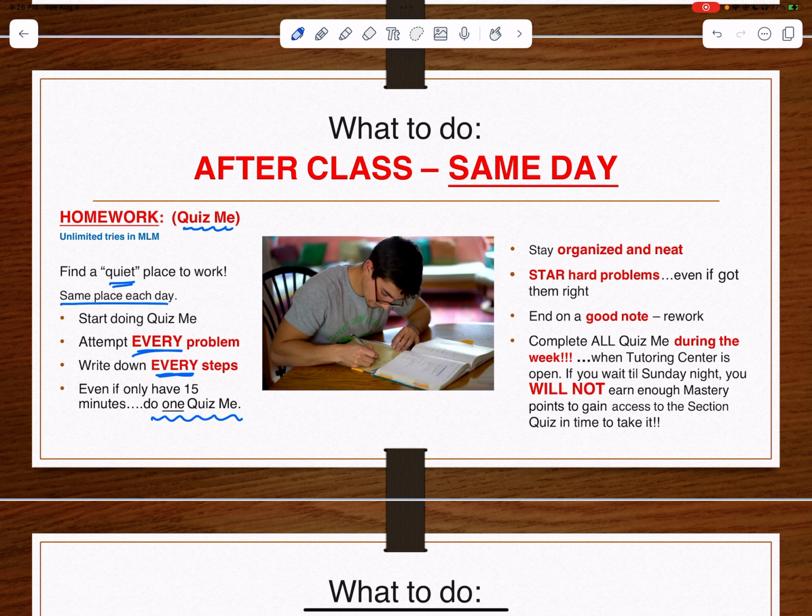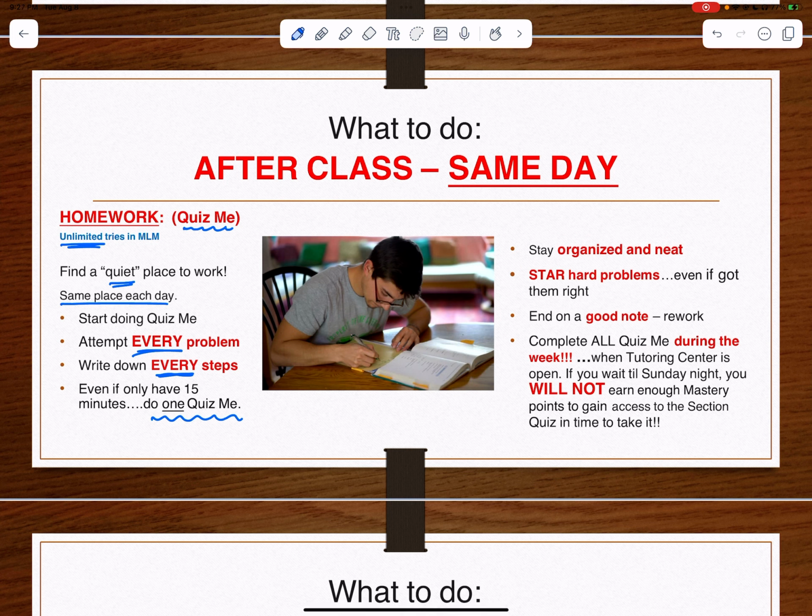Okay, so the quiz me's, there's 5 questions for every topic that we cover in a section. So if we cover 4 topics, then 4 times 5, you'd have 20 questions in that homework. And you have unlimited tries, so you can do them as many times as you want.